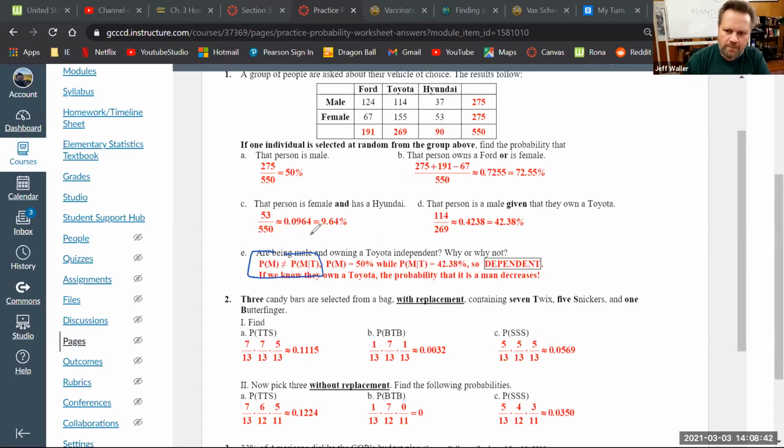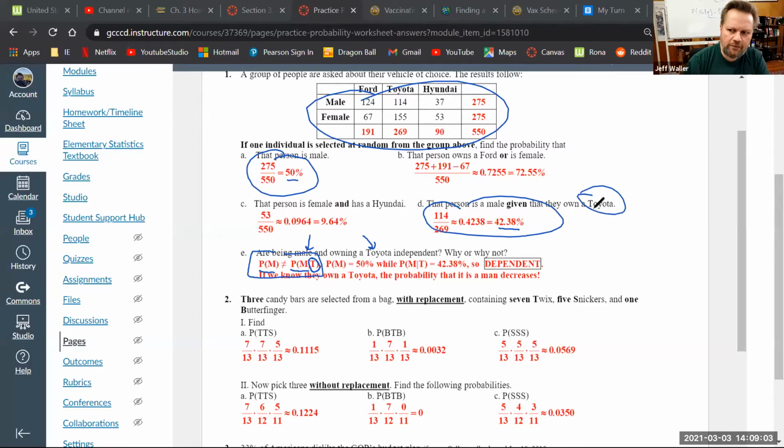The only way that being a man and owning a Toyota from this data could be independent is if I know they own a Toyota, but the probability they're a man doesn't change. But I know it changed. There's a probability they're a dude, and there's a probability they're a dude if I know they own a Toyota. It did change. Therefore, the probability they're a dude depends on if I know they own a Toyota.